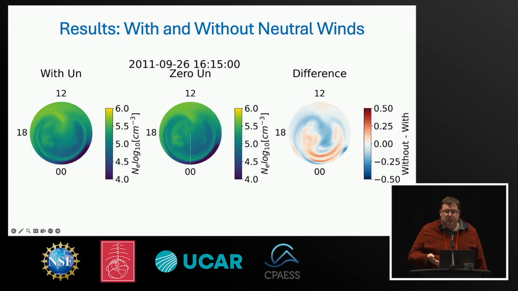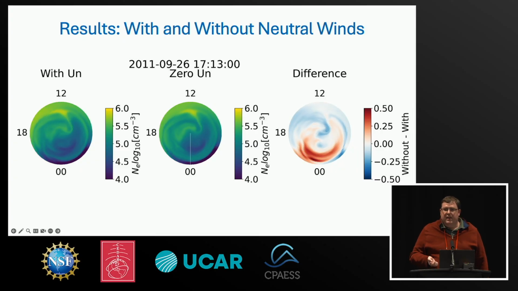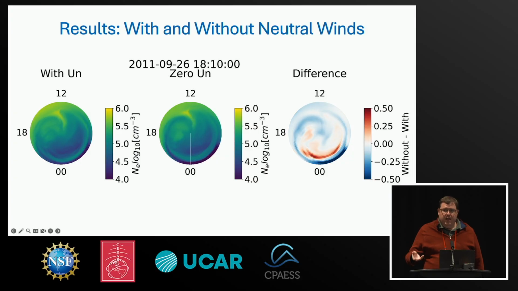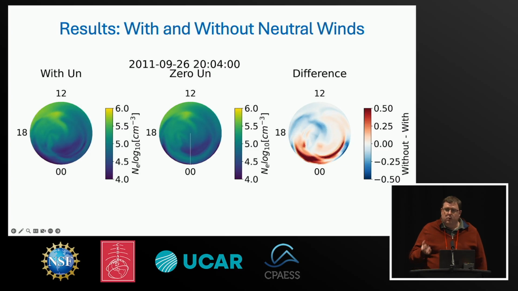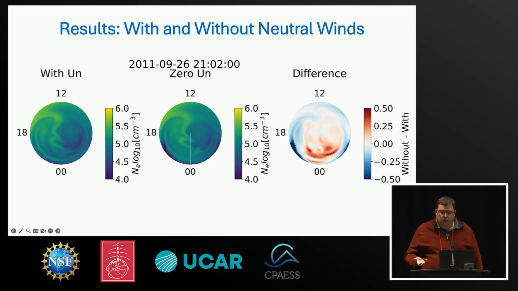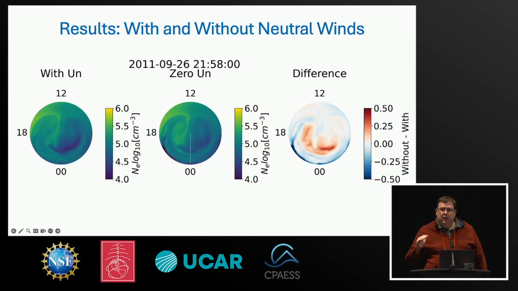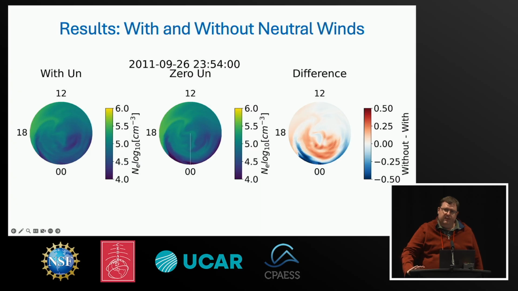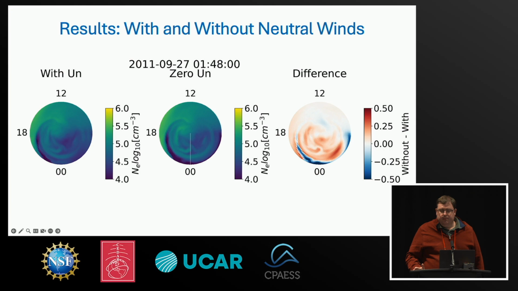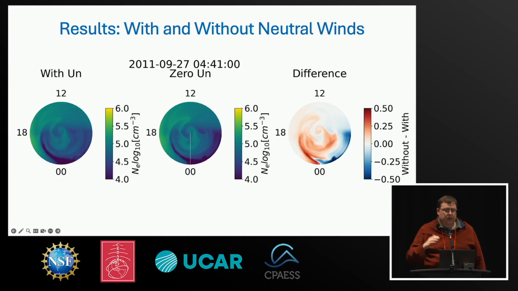So this is a simulation-based proof that it's not just about getting composition in O to N2 right, although that certainly matters for controlling your recombination rates. The neutral winds are also playing some kind of a role in the way that they are either pushing stuff up the field line and slowing their recombination, or pushing stuff down the field lines and accelerating their recombination. And again, this difference pattern is not a simple pattern. It's not like all red or all blue. The neutral winds have different effects at different parts of the simulation.